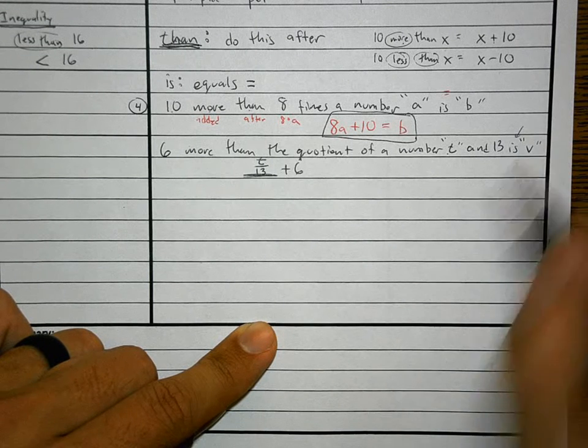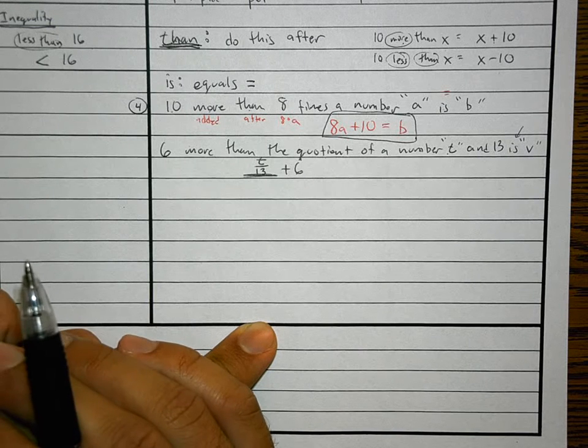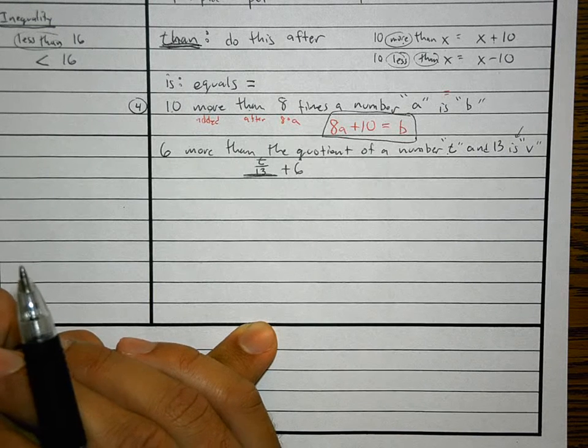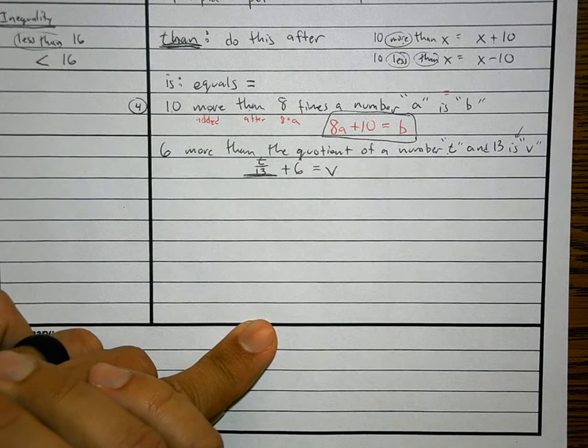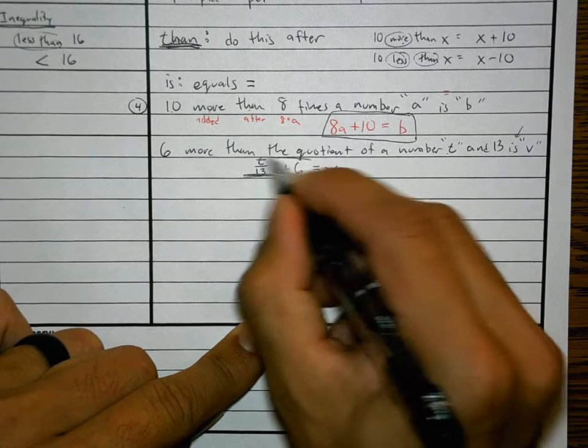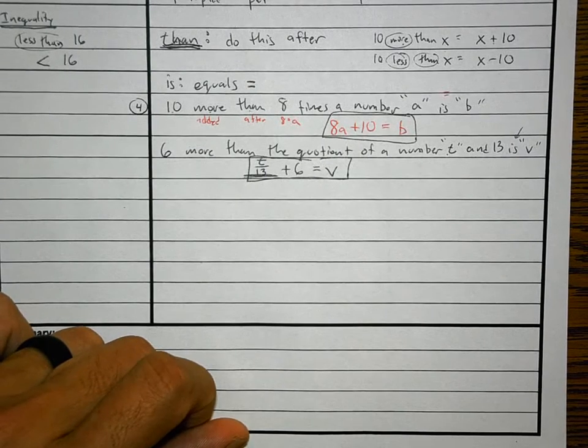Let's go back to Jasmine. Is V. What does that mean, Jasmine? Equals what? Good. Good job, Jasmine. And that is as far as I want you to go unless I ask you to solve or plug something in.